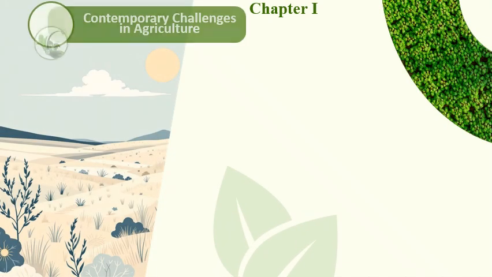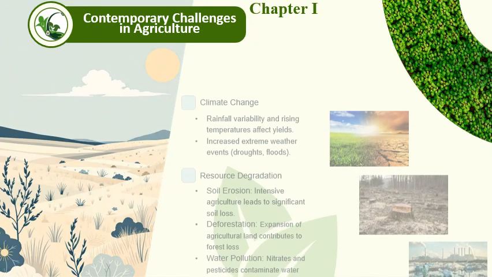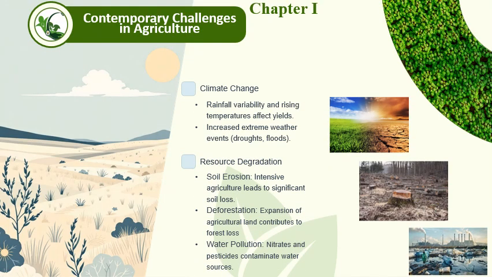Despite its importance, agriculture faces several contemporary challenges. One major challenge is climate change, because rising temperatures, changes in rainfall patterns, and extreme weather events such as drought and floods directly affect crop yields. Another serious issue is resource degradation, including soil erosion, deforestation, and water pollution caused by intensive agricultural practices. This shows that agricultural development must now be both productive and sustainable.